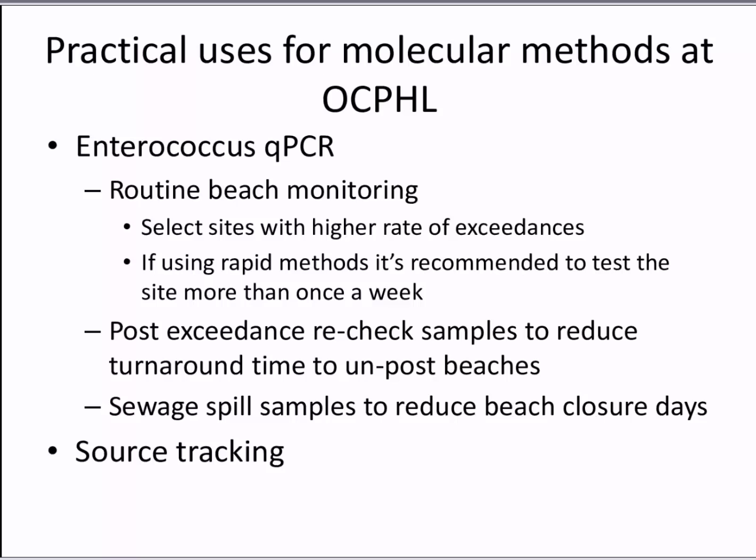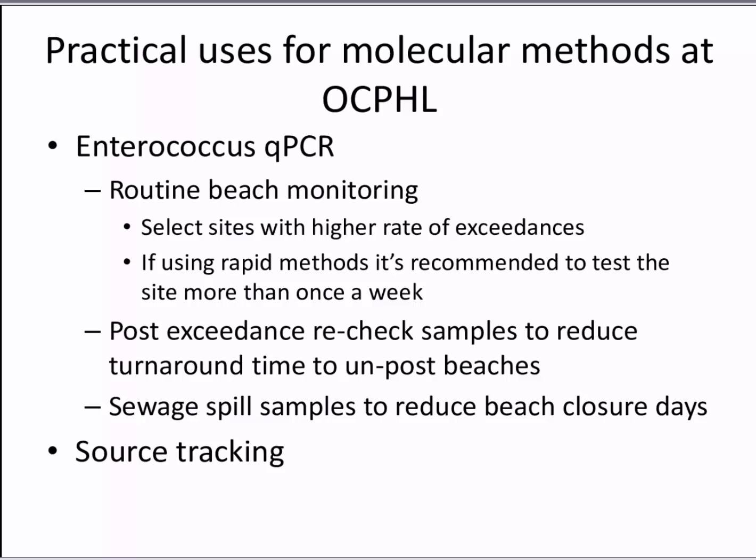So maybe a practical way would be to select sites with higher rates of exceedance, and maybe use qPCR to get a quicker result. The other thing is, when you're using the rapid methods, it's recommended to test the sites more than once a week. Without getting rid of some of the other indicators that we have to test for, I don't know if it would be cost effective to do the rapid methods more than once a week.